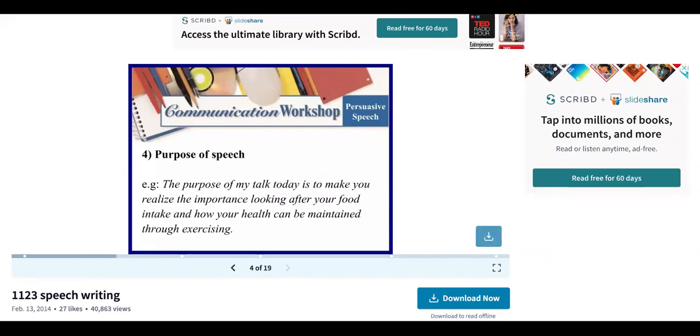Then you have your purpose of speech. That's also going to be a part of your introduction. Because you've already explained who you are, you've already addressed the audience, you've already explained what your topic is. Now everybody knows your topic, but then why are you talking about that? That is what comes under your purpose of speech.